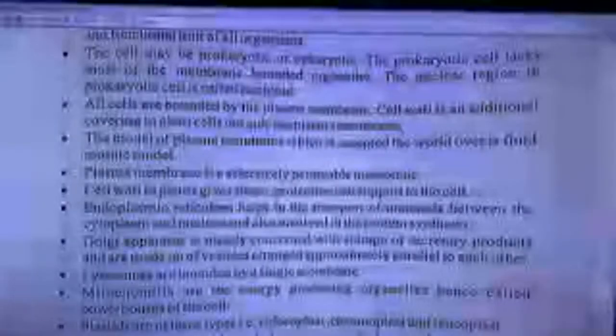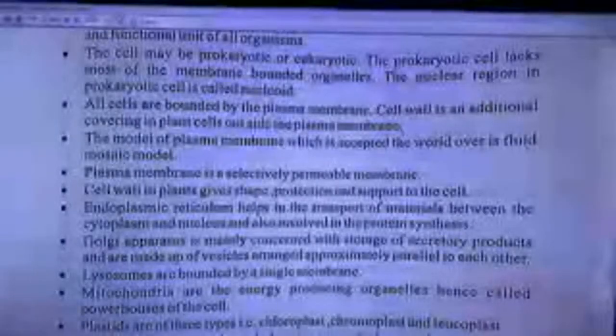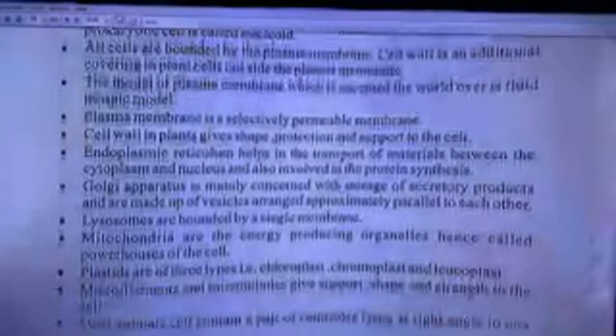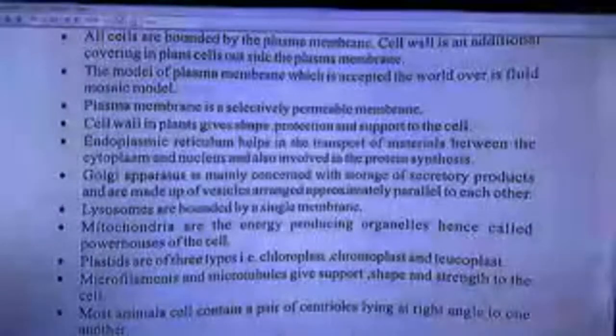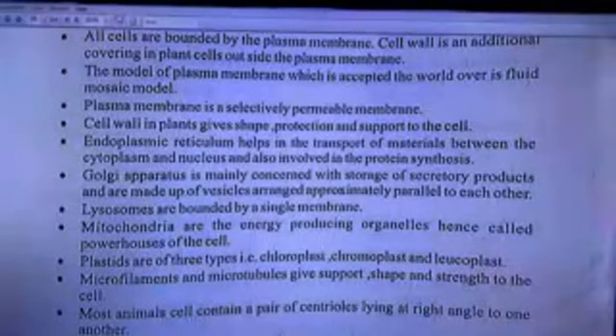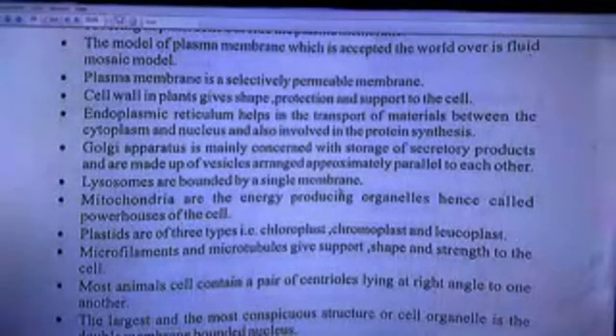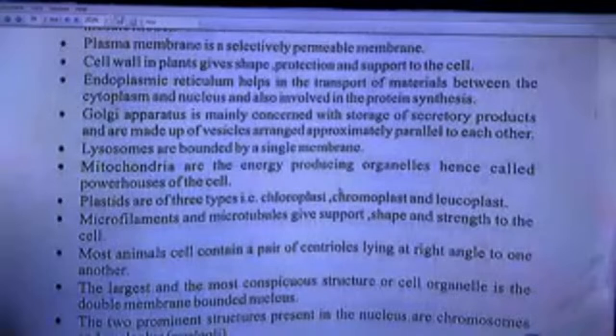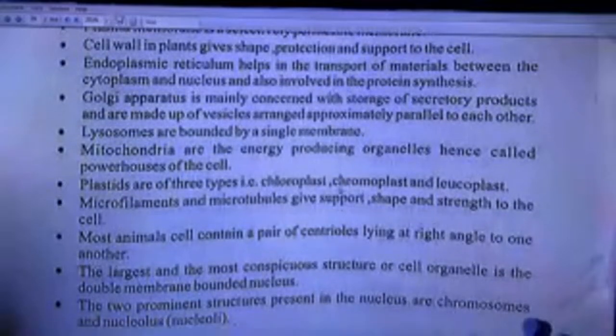The prokaryotic cell lacks most of the membrane-bounded organelles. The nuclear region in a prokaryotic cell is called the nucleoid. All cells are bounded by the plasma membrane. Cell wall is an additional covering in plant cells outside the plasma membrane. The model of plasma membrane which is accepted the world over is the fluid mosaic model. Plasma membrane is a selectively permeable membrane. Cell wall in plants gives shape, protection and support to the cell.